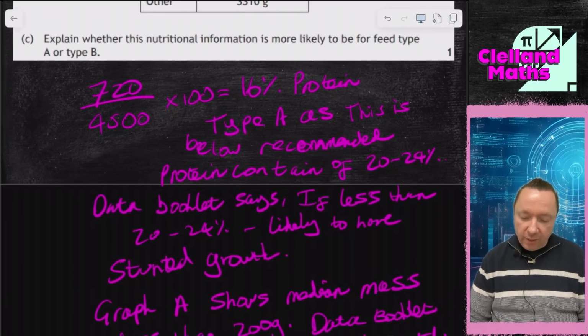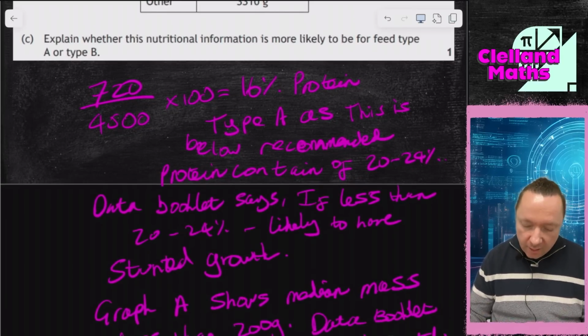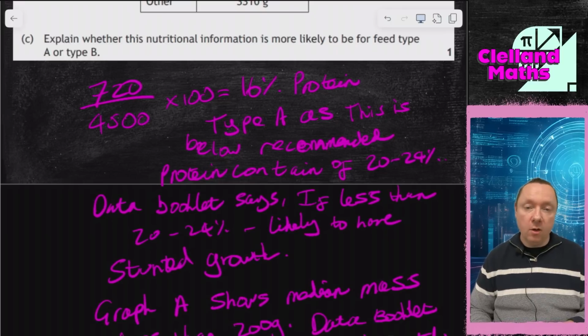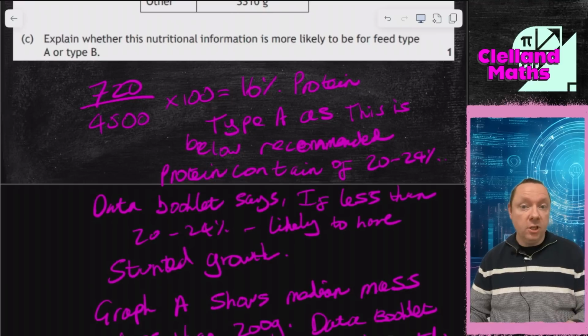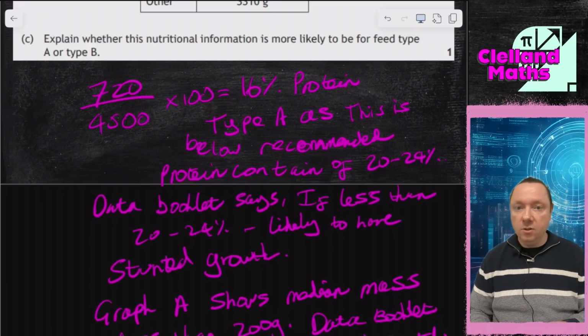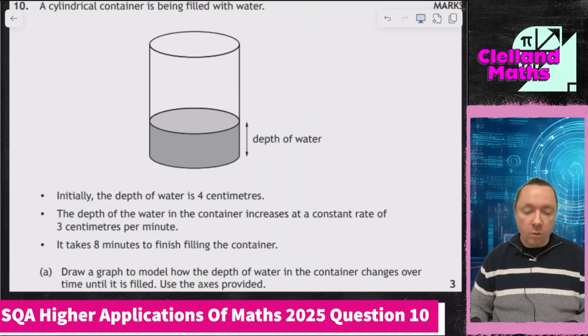Type A is below the recommended protein content of 20 to 24%, and this causes stunted growth according to the data booklet, and graph A is showing stunted growth because the median mass of chicks is less than 200 grams, which is what the data booklet says would be stunted growth. And we're done there. QA Higher Application Maths 2025, question 10.